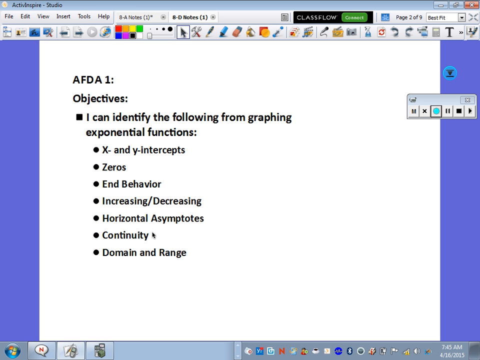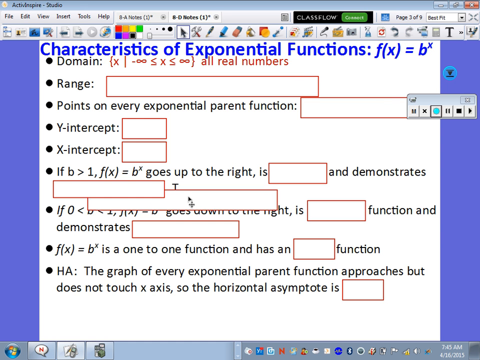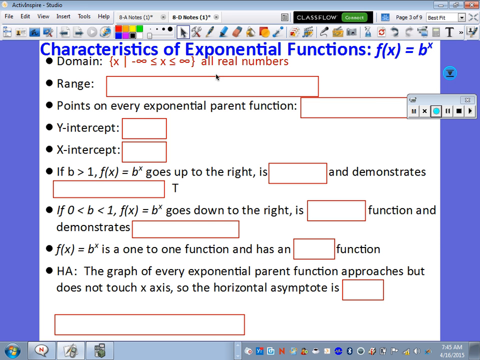Here is probably the most important slide that you do. So we're just going to jump down here. Your domain is basically all real numbers. This is x such that negative infinity is less than or equal to x, which is less than or equal to positive infinity. All real numbers is fine. Your range is always all positive real numbers, so y is greater than 0.